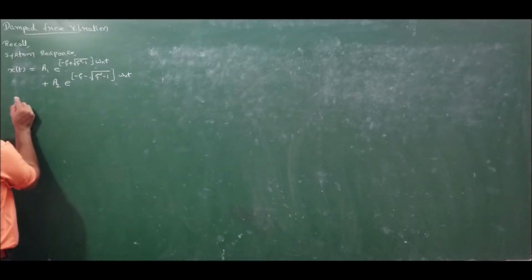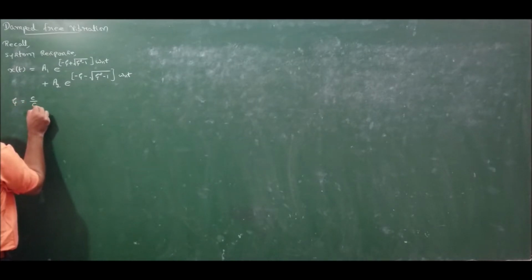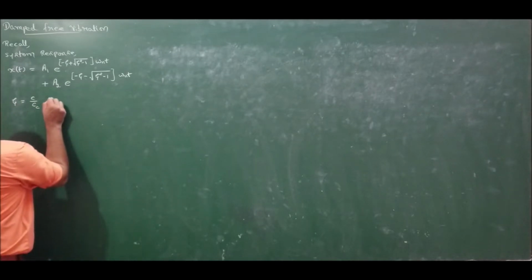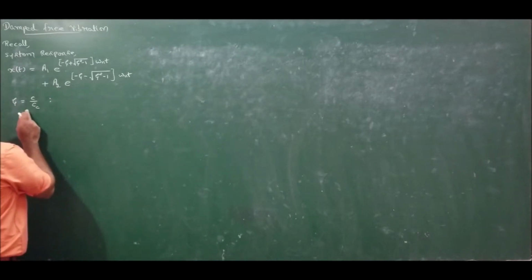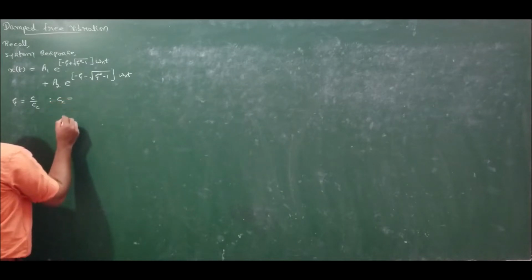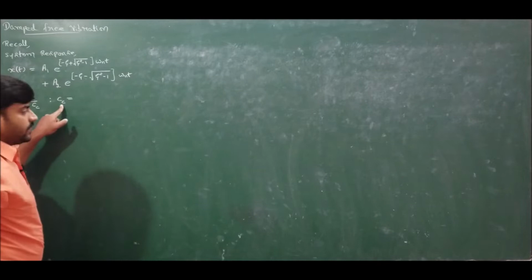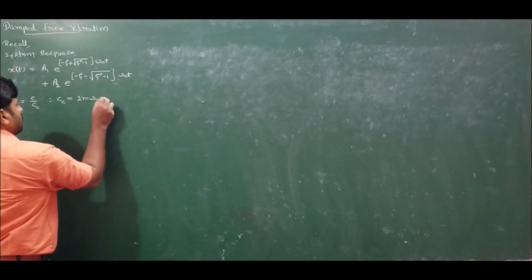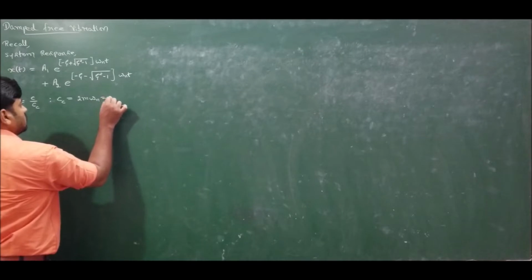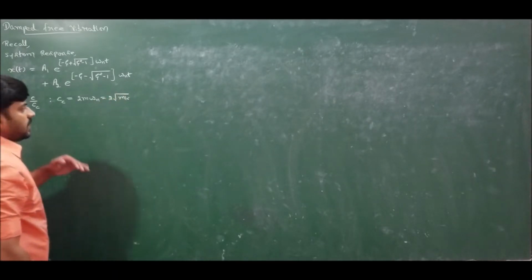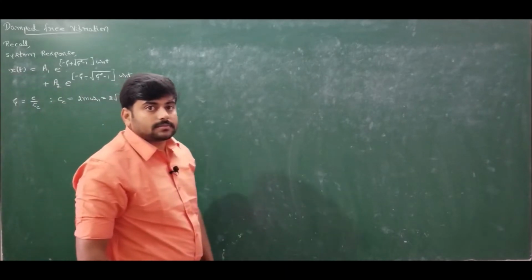and also the value of zeta, which is nothing but the ratio of damping coefficient to critical damping coefficient, which is damping factor or damping ratio. The critical damping coefficient is given by the expression 2m omega n, or it is also equal to 2 root mk. So these are the expressions we have derived in our previous lecture.